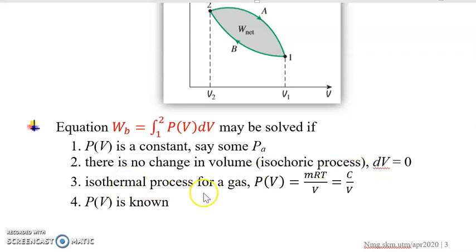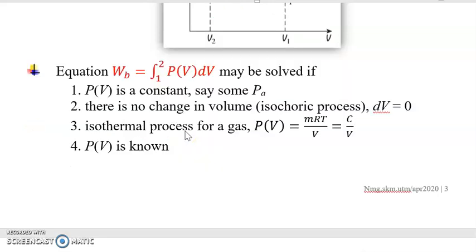Third case, isothermal process for a gas. That means you have PV equal to mRT. You can rearrange and get it in this form. Now, cases 1 and 2 are applicable to any kind of fluid. Case 3 is only for ideal gas, because you have used the ideal gas equation of state here. Case 4, if you know the P-V relationship, you may solve this integral.